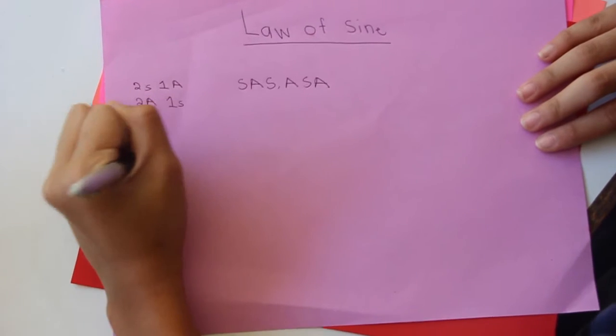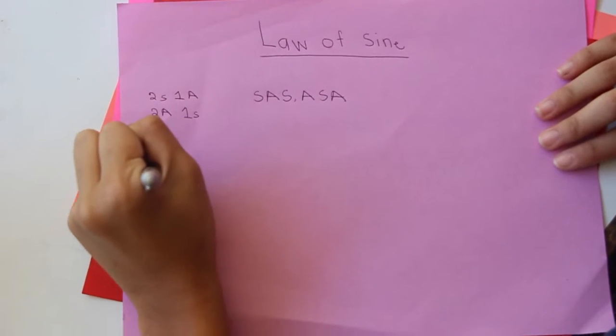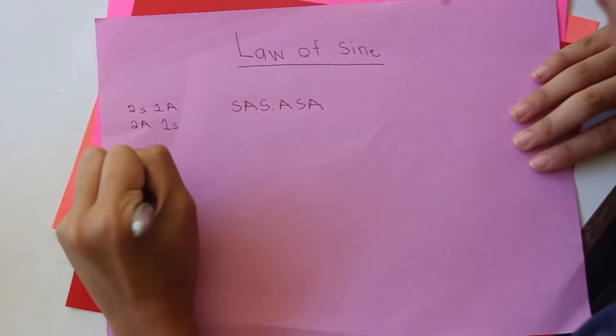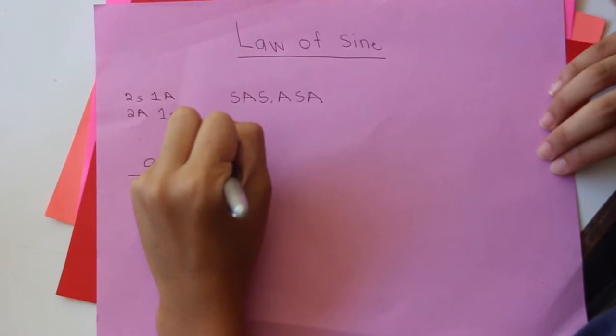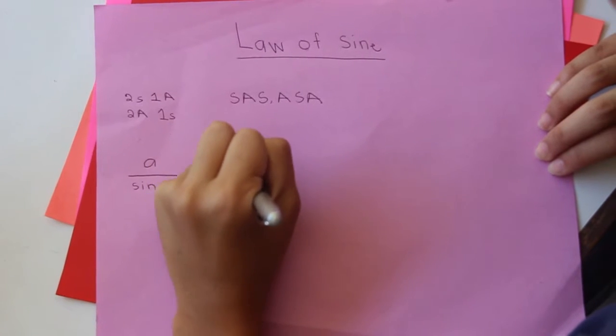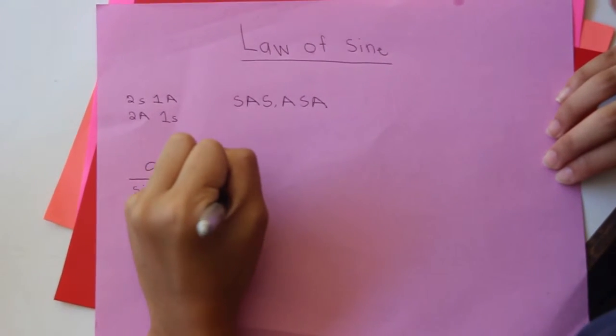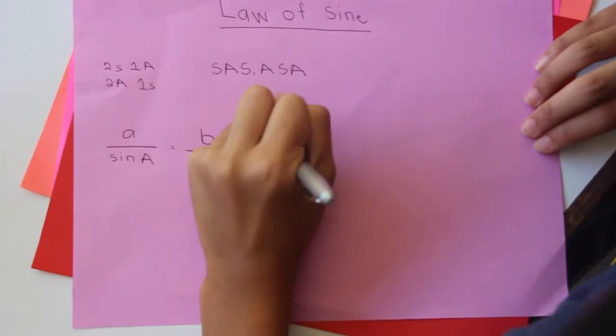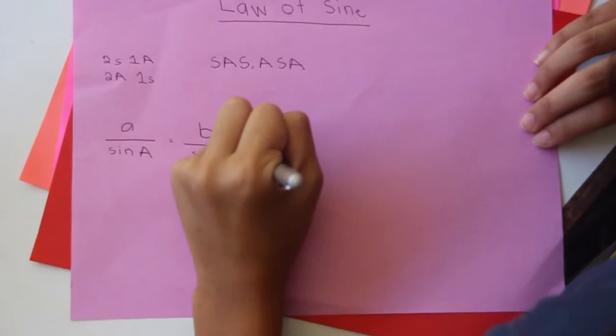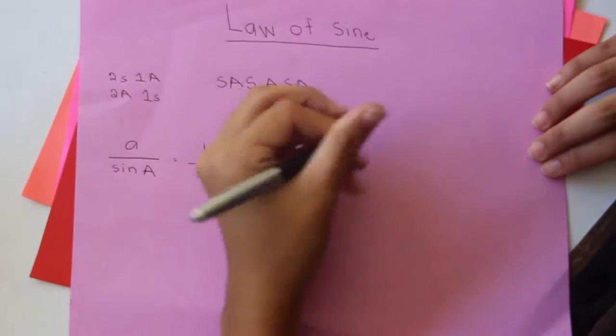Law of sines is when you're looking for an angle or side given two sides and an angle, or two angles and one side. The law of sines can only be used in a side-angle-side triangle or an angle-side-angle triangle. The formula is a over sin A is equal to b over sin B is equal to c over sin C.